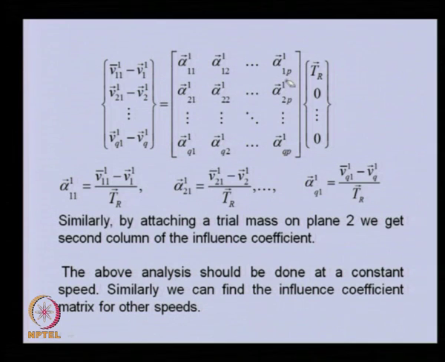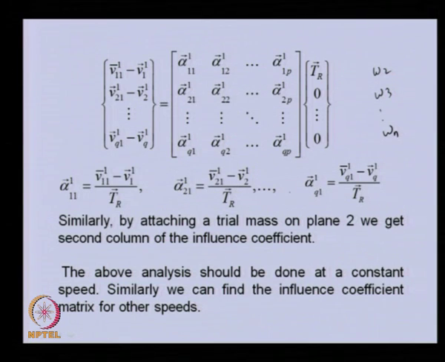speed. We need to follow a similar procedure for the other speeds, that means omega 2, omega 3 up to omega n, which is the speed of operation of the rotor. And whatever influence coefficient we obtain is based purely on measurements. So, based on measurement we can get this influence coefficient.